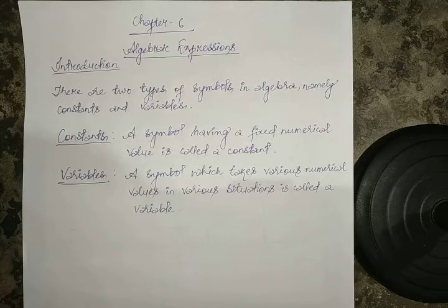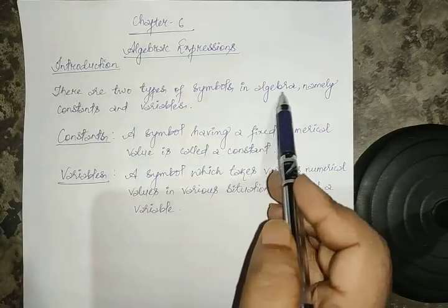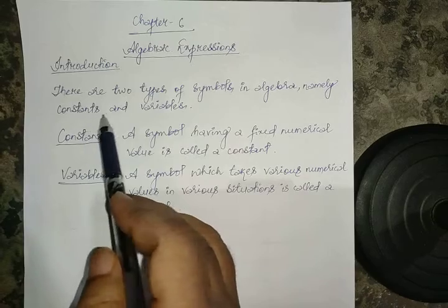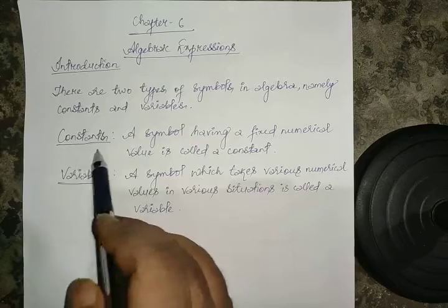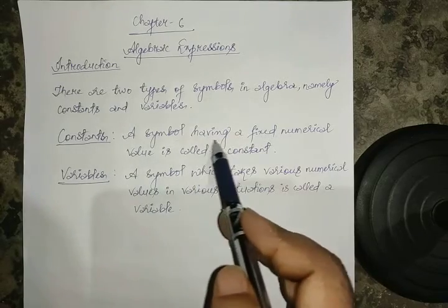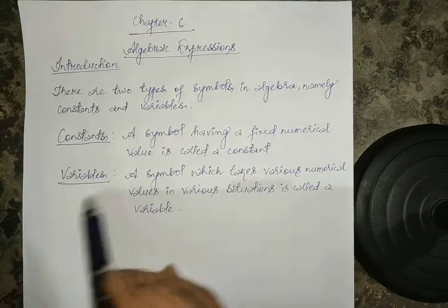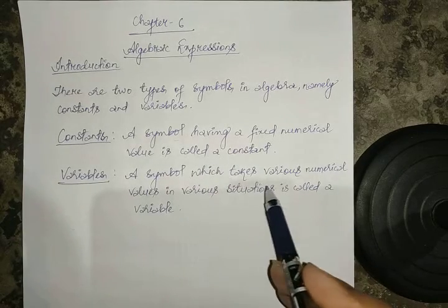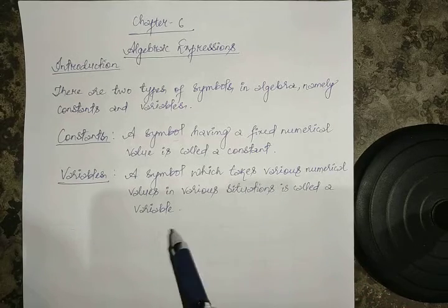Hello students, today we are going to start a new chapter, that is chapter 6, Algebraic Expressions. So before starting this chapter, let me give a brief introduction. There are two types of symbols in algebra, namely constants and variables. Now let us learn what are constants. A symbol having a fixed numerical value is called a constant. And then variables: a symbol which takes various numerical values in various situations is called a variable.